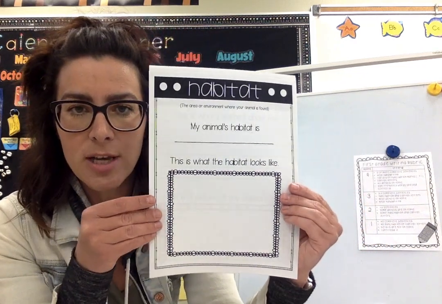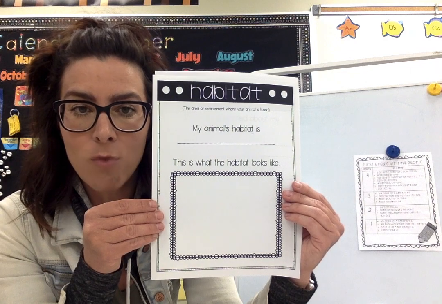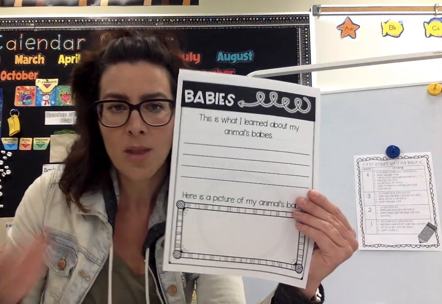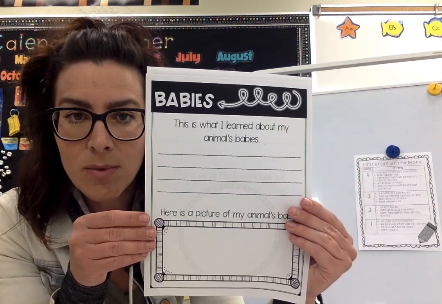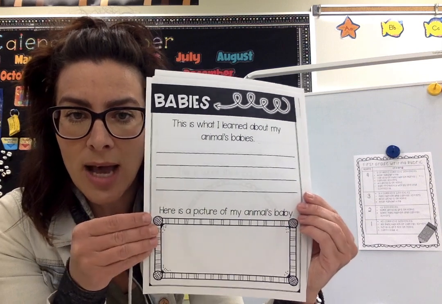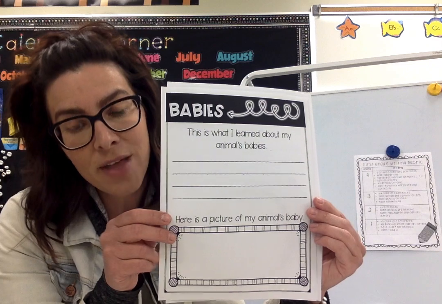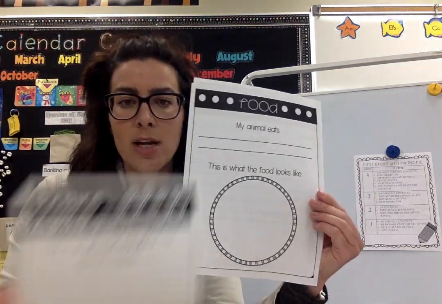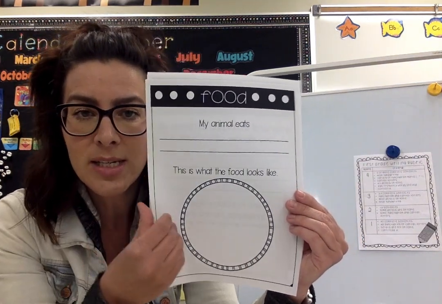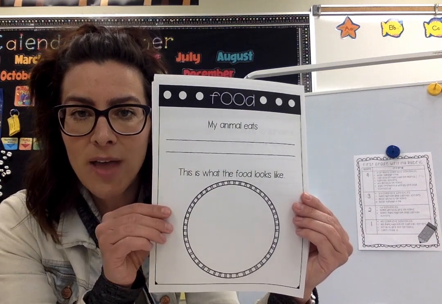Habitat, this is all pretty self-explanatory. Where does it live? What does its home look like? Its babies. What did you learn about that animal having babies? When are they born? Where do they have them? How do they keep them protected? Drawing a picture of that. What food does it eat? Show me a picture of that.